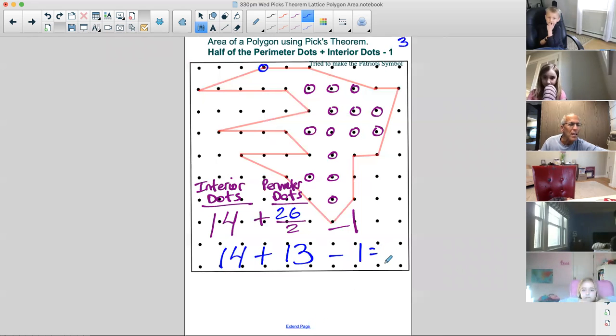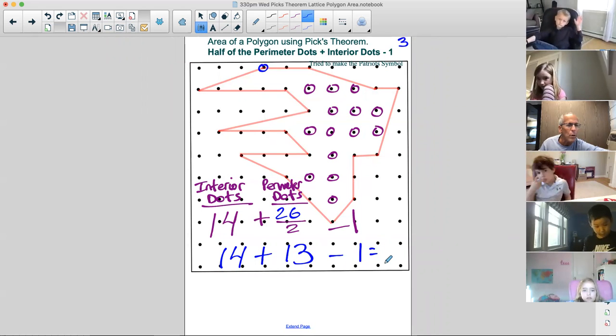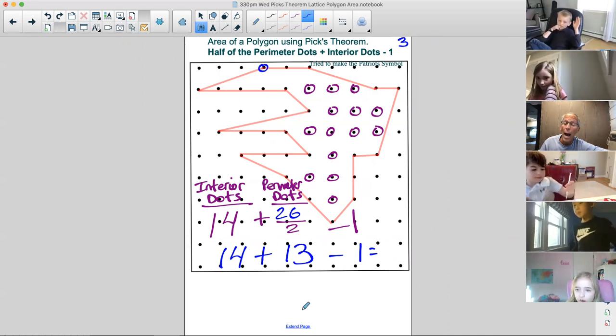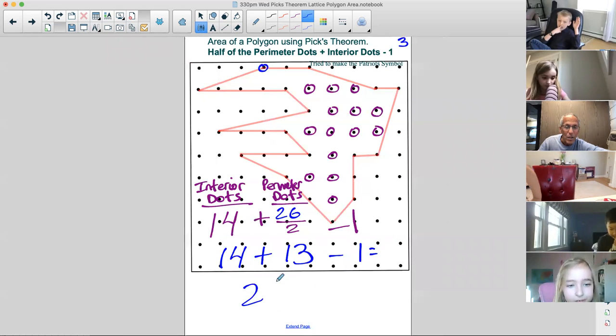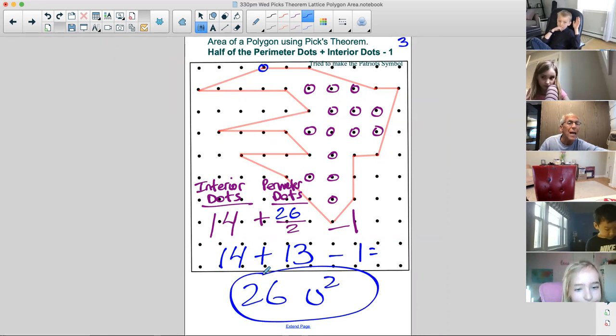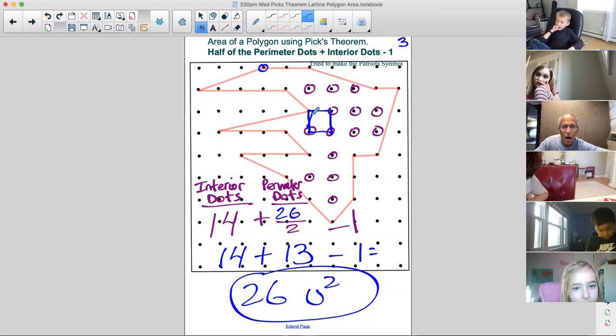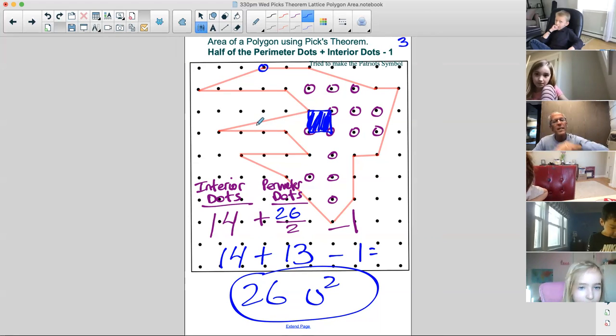Who now can give me the final area of the flying Elvis? Who can do it? 14 plus 13 minus 1. Who wants to do it? Go, Tess. 26. Wow. I agree. 26 square units. Remember, you've got to say square units because there are literally 26 of these boxes inside of the flying Elvis, even though some of them are pieces of a box, pieces of a square.